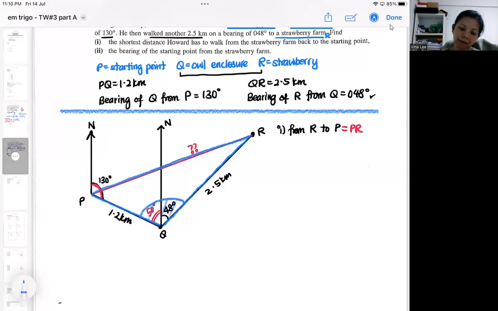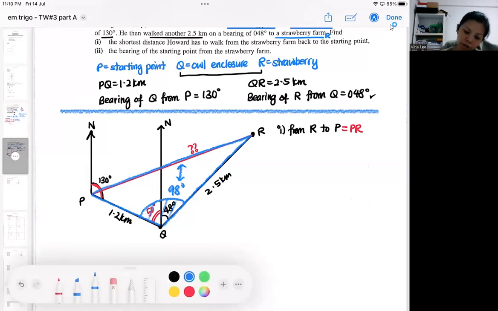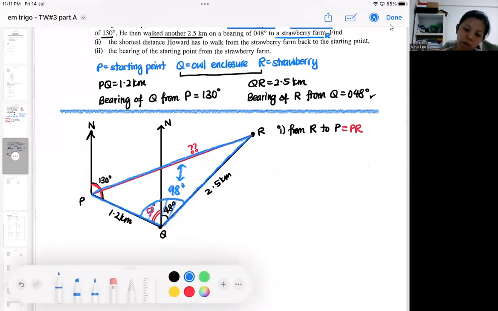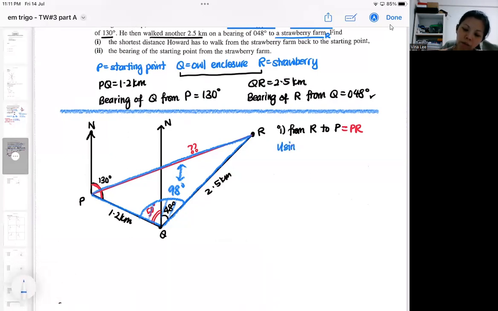So this angle here is a 98. So 98 is opposite the length that you're supposed to find. And you realize that you do not have any other angle in the blue triangle. So that means in order to find PR, I should be using cosine rule. If there's only one arrow, then you should be using a cosine rule. So indicate that you are using a cosine rule.